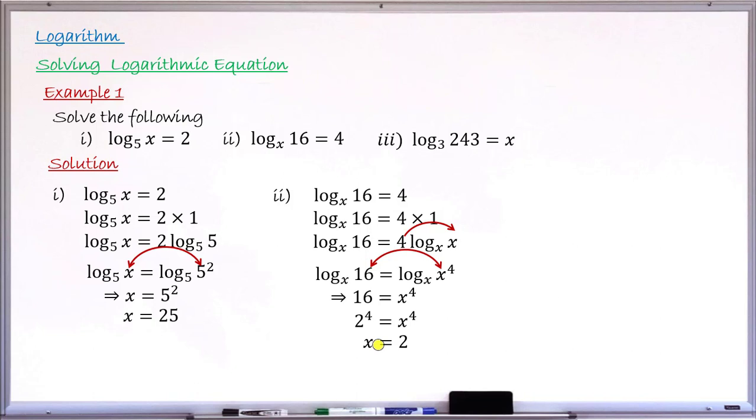This is the solution of this. That is the value of x, so that log to base 2 of 16 will give you this 4. Let me just move to the next one.